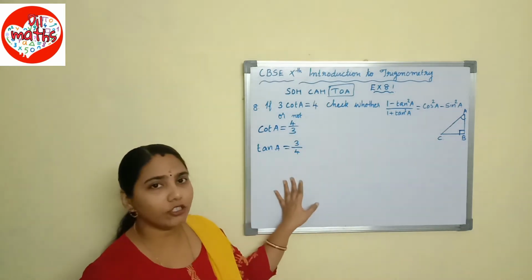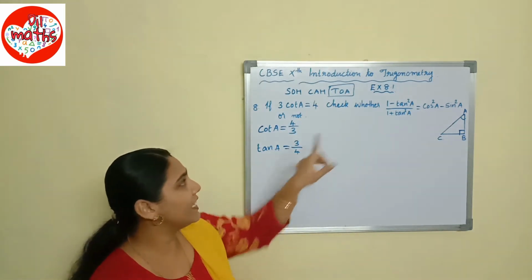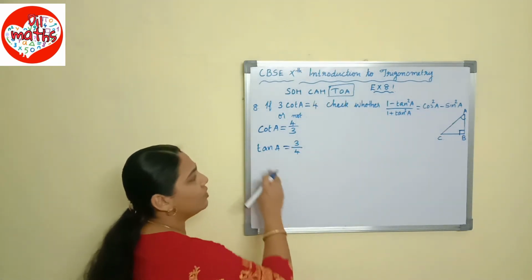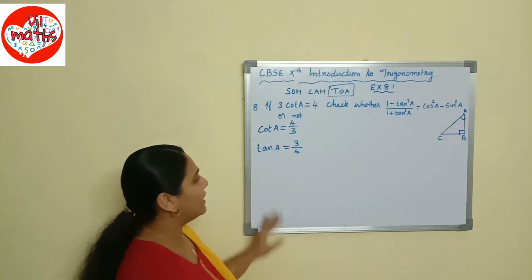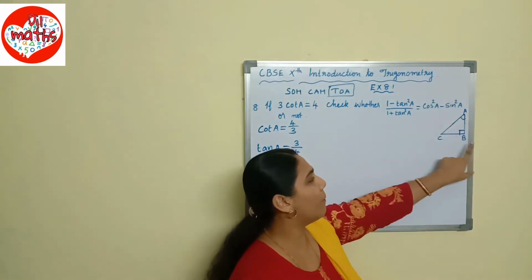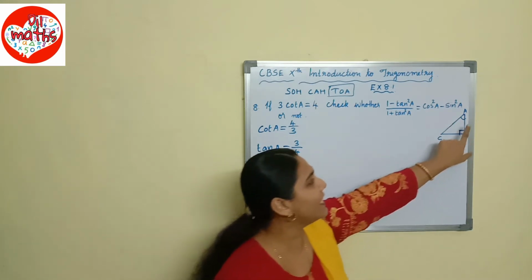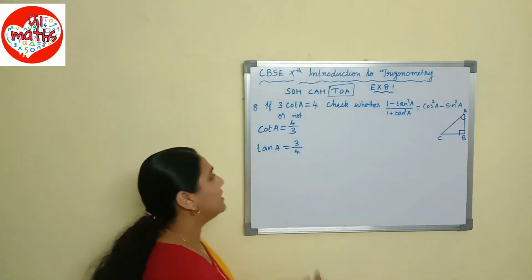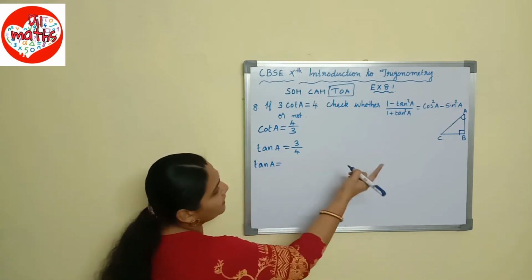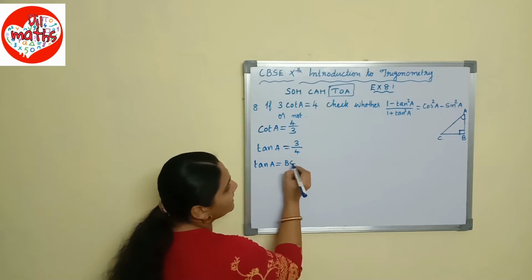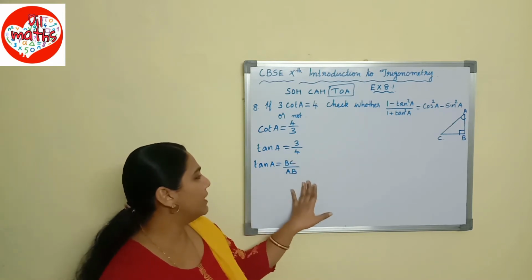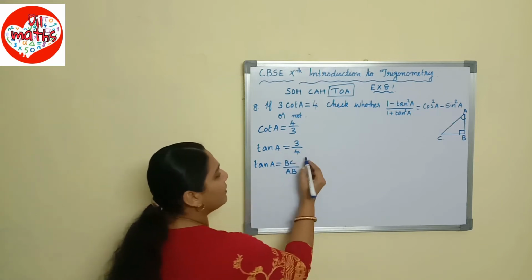We got tan A is equal to 3 by 4. And what is tan A? By definition, tan A is equal to opposite side divided by adjacent side. So with respect to A, what is the opposite side? The opposite side is BC, and what is the adjacent side? Adjacent side is AB, isn't it? So tan A is equal to BC divided by AB, that we got as 3 by 4.